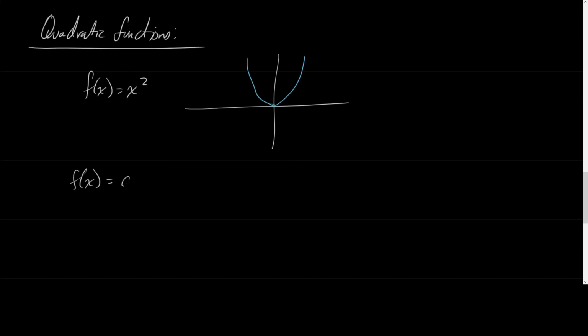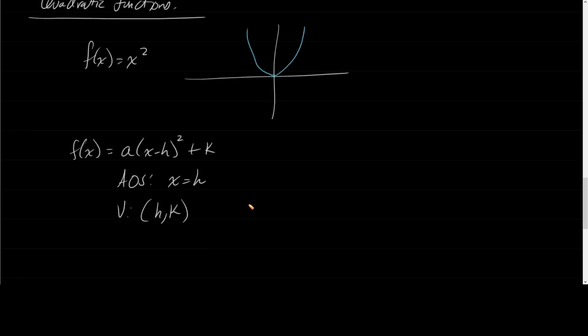Well, they are a times x minus h squared plus k. All right. That's the form of that, where the axis of symmetry is the line x equals h. The vertex is at the point h comma k. And in here, if a is greater than 0, then we have a parabola facing upwards. And if a is less than 0, then we have a parabola facing downwards.